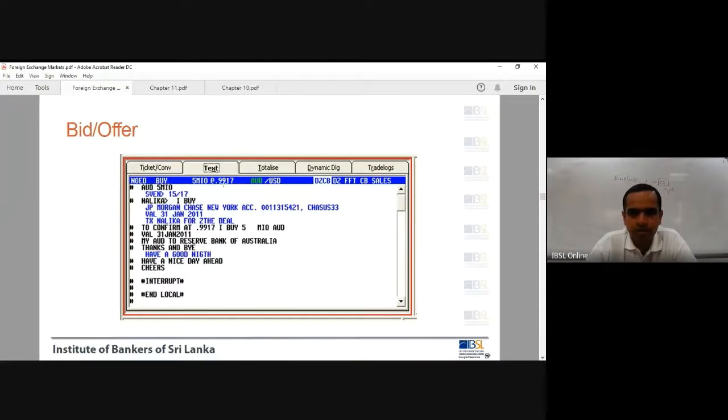He's buying 5 million at 0.9917 Aussie US dollar. 5 million Aussie dollars has been bought at a price of 99.17. So let's see what happens right now.